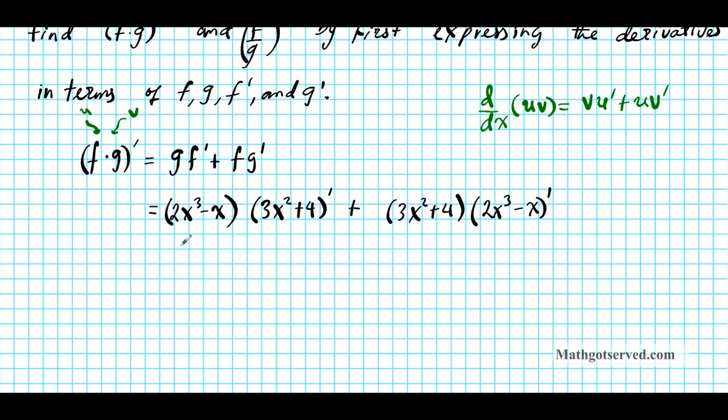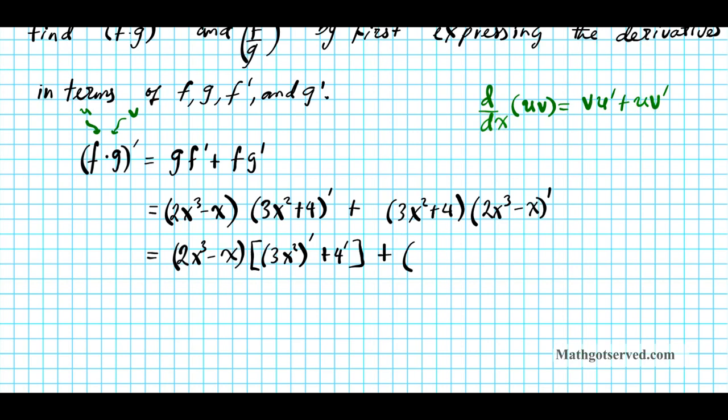All right, so let's go ahead and evaluate this derivative. So we're going to have 2x to the third minus x. Now we're going to apply the sum rule here. Okay, so how do you apply the sum rule here? We're going to differentiate 3x squared first. So let's write this down. This is going to be (3x squared) prime plus 4 prime. So you differentiate these two terms independently, and then we're going to multiply it by this term right here.